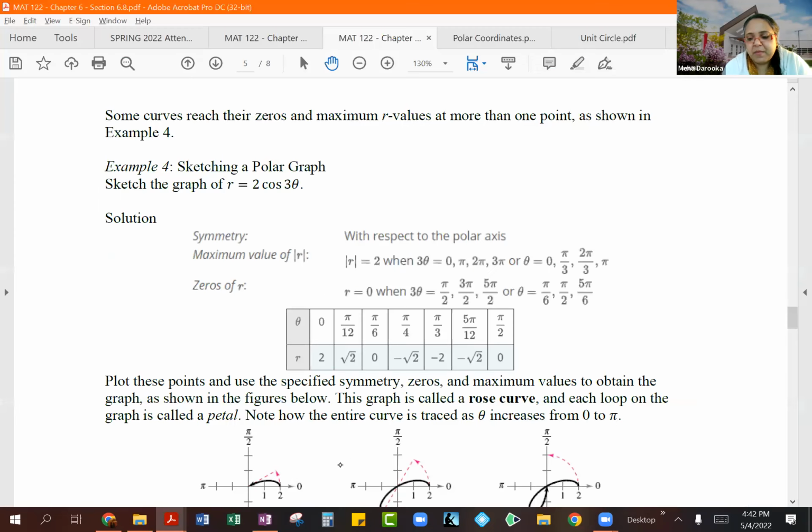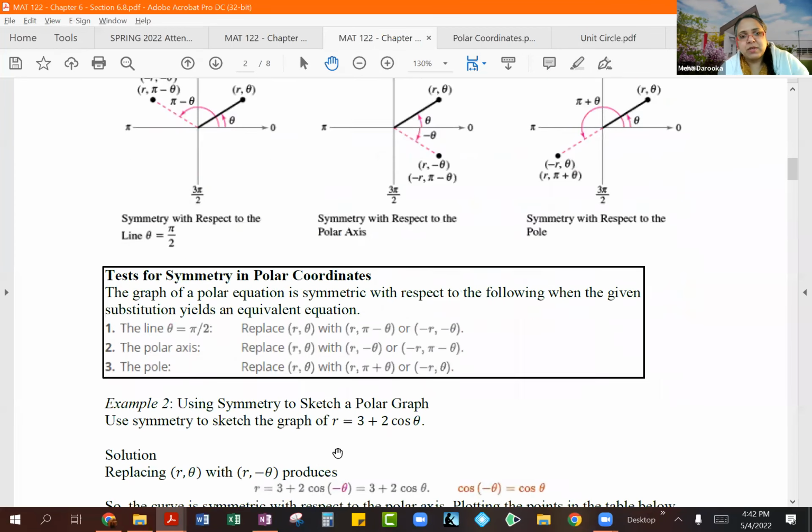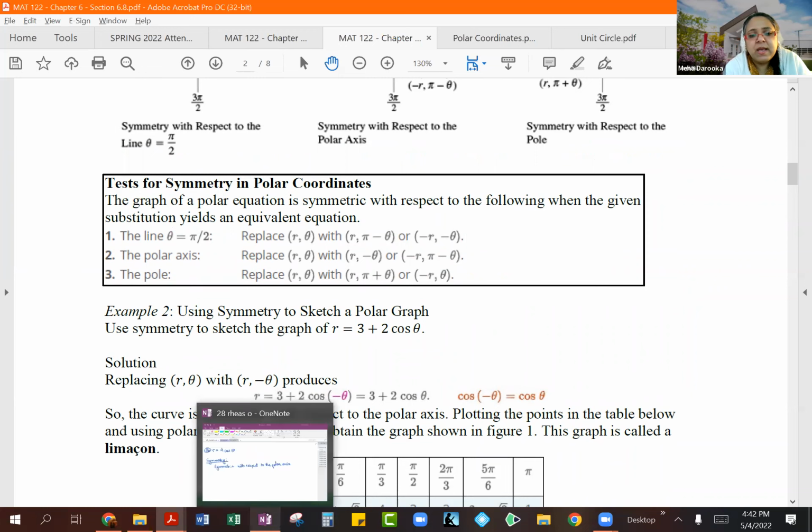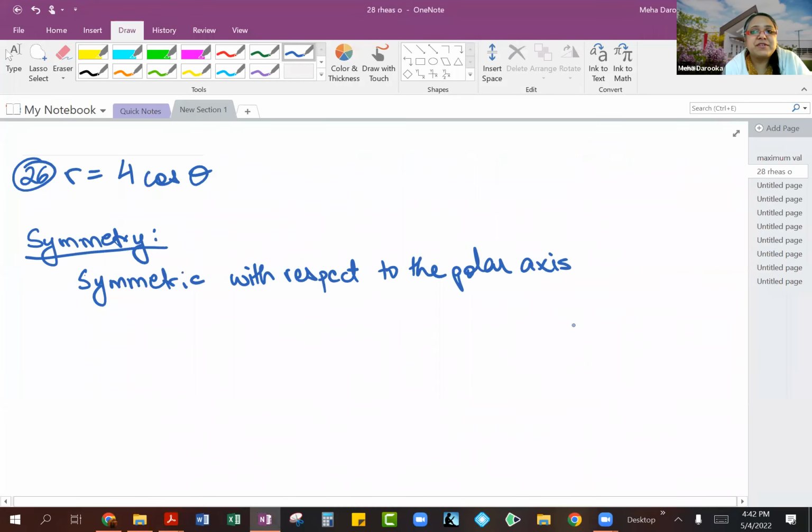And then again, remember, as I had just talked about, you can check for other types of symmetry with the line theta equals pi halves and the pole. But in this case, none of those other symmetries actually exist. So this would be the only symmetry that exists over here.